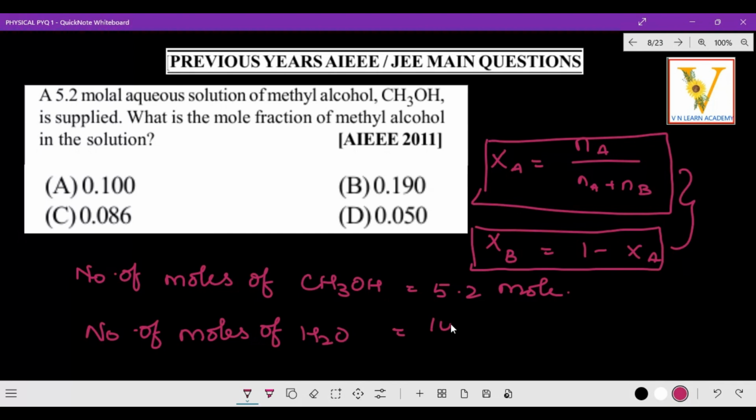So 1 liter means 1000 ml, divided by the molecular mass. Number of moles equals given mass by molecular mass. The given mass in that volume of solution is 1000 ml; they did not mention any volume, so we can take the standard 1000 ml divided by 18. 18 is the molecular mass of water. So you will get 55.5 moles. Right. Okay.